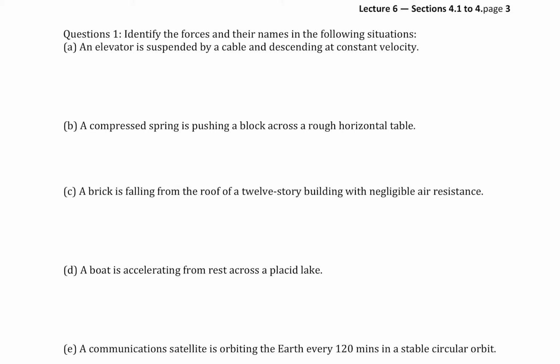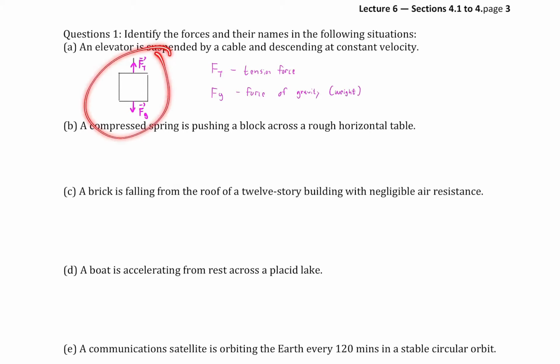So an elevator is suspended by a cable and descending at constant velocity. All right, so here's our elevator. Well, the forces we have is a tension force. We'll be talking about that in a later lecture in this chapter. And then Fg is just the gravitational force, okay, which is a synonym of weight. So gravitational force and weight are interchangeable terms, okay?